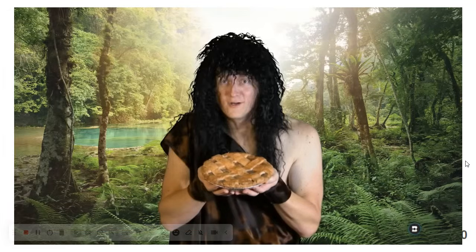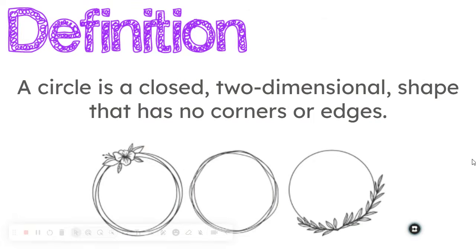Okay, so we will get back to the video when we're ready to talk about pi. But first, we have some things that we need to write down. On the front of your notes, we have some space, and it's asking for the definition of a circle. So the definition of a circle is that it is a closed, two-dimensional shape that has no corners or edges. So take a second and write in this definition of a circle.